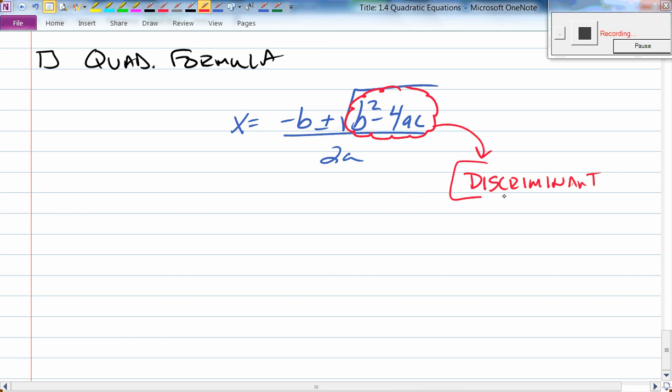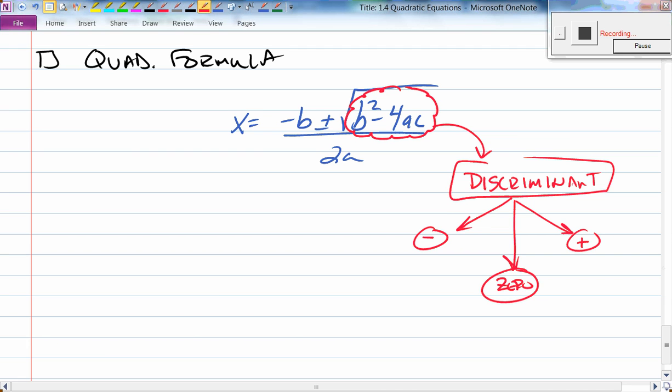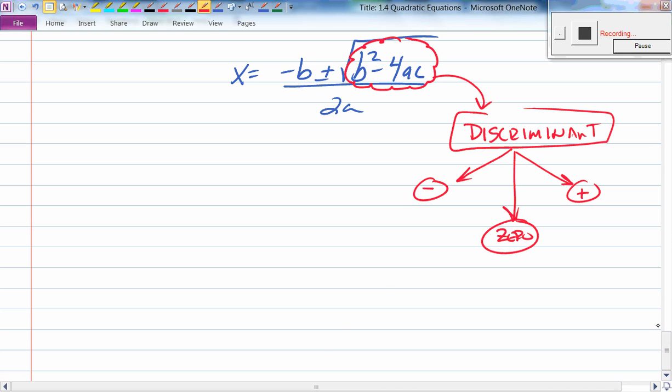Now, the discriminant can be one of 3 types of numbers. Okay? Yes, Jenny, what could it be? Negative, 0, or positive. If the discriminant is negative, what does that tell you? It's a complex. Yeah, there are no real solutions, right? There is an imaginary one, right?